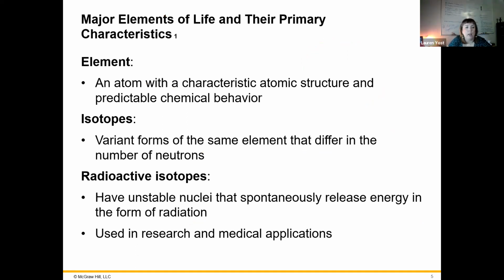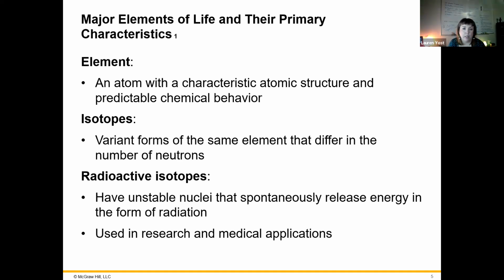Moving on to elements, isotopes, and radioactive isotopes. So an element is an atom with a characteristic atomic structure and predictable chemical behavior. So this is going to be zinc and hydrogen and phosphorus. These are actual elements. So these are not going to be dealing with molecules, which are more than one atom bound to one another. So an element is just a single atom with its own characteristic atomic structure and predictable chemical behavior according to only that element. It's made up of nothing else.